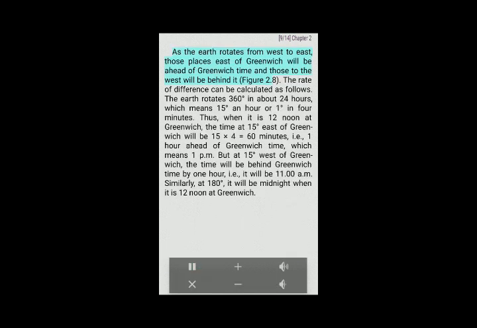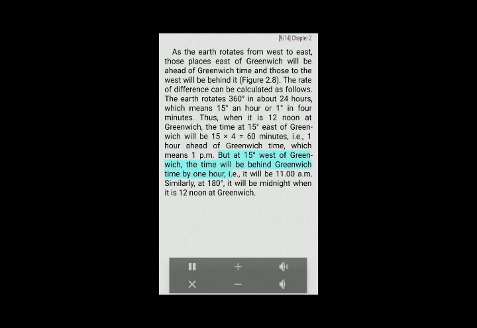As the Earth rotates from west to east, those places east of Greenwich will be ahead of Greenwich time and those to the west will be behind it. Figure 2.8. The rate of difference can be calculated as follows. The Earth rotates 360 degrees in about 24 hours, which means 15 degrees an hour or 1 degree in 4 minutes. Thus, when it is 12 noon at Greenwich, the time at 15 degrees east of Greenwich will be 15 times 4 equals 60 minutes, i.e., 1 hour ahead of Greenwich time, which means 1 p.m.